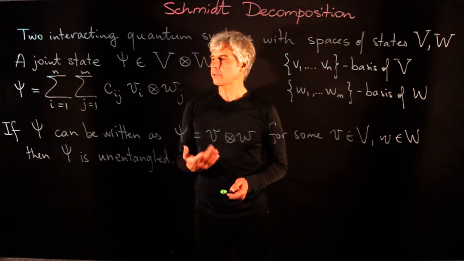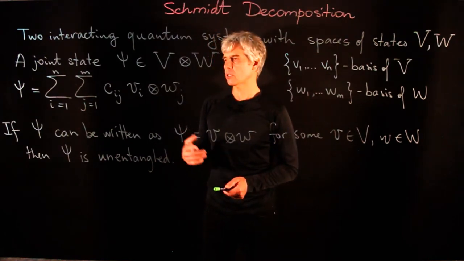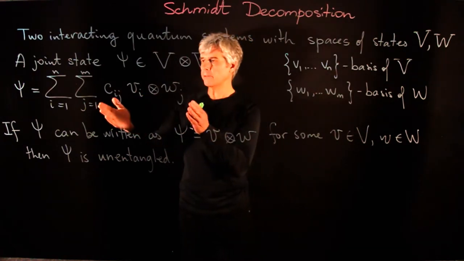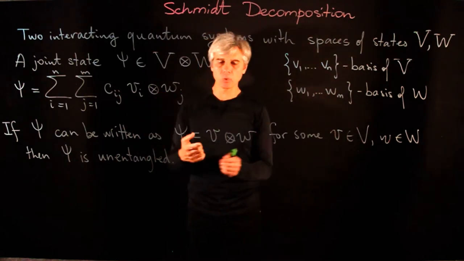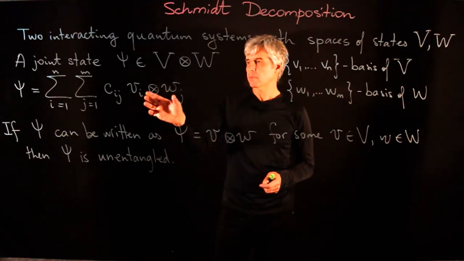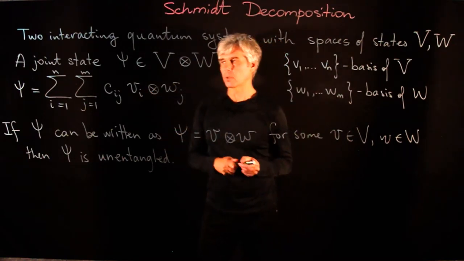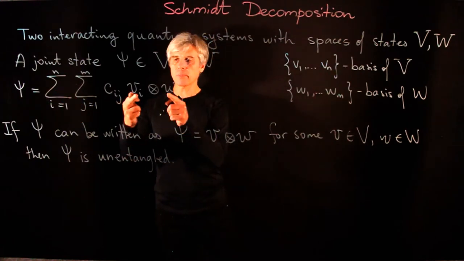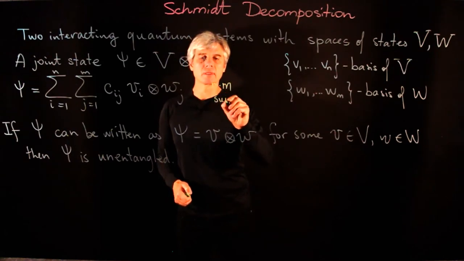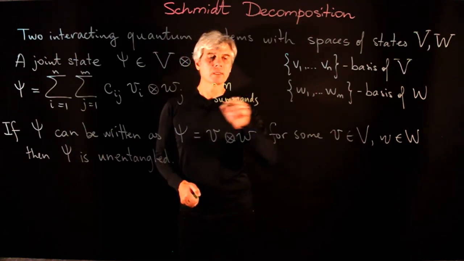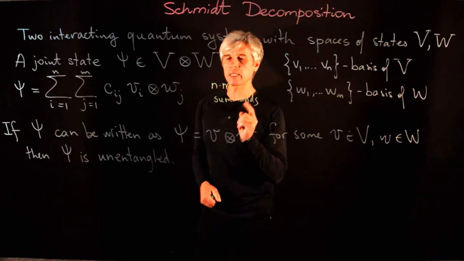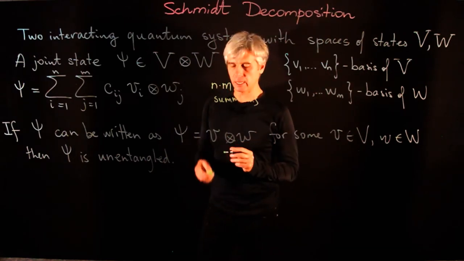So we want to develop some measure of entanglement. One possible approach is to try to minimize the number of terms in this sum. If we can reduce this sum to a single tensor product, then we get an unentangled state. In this expression the number of summands is n times m. Can we do better than this? It turns out that yes, we can. Let us see how this can be done.